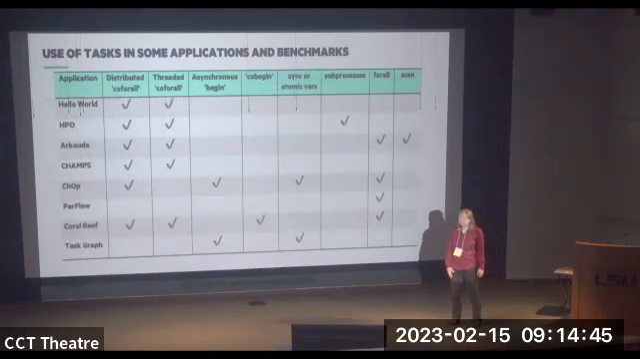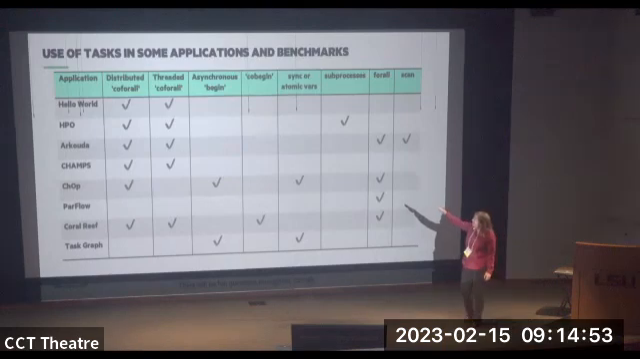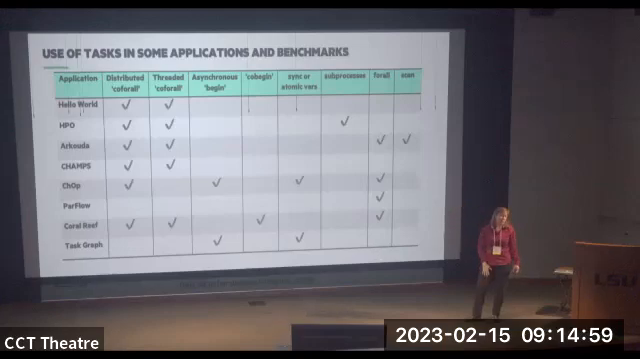Okay, so this is the magic table for this talk, as it were, where I've got all of the different applications I'm going to be talking about, benchmarks and applications, and then the kinds of task parallelism in Chapel that they're using.